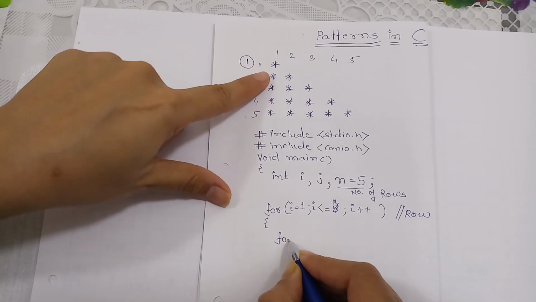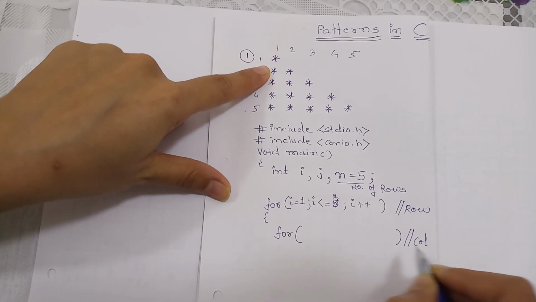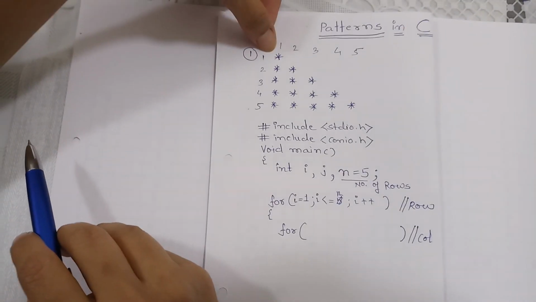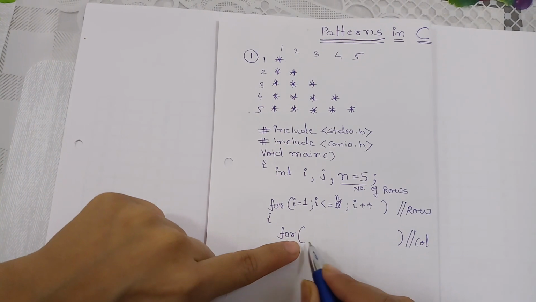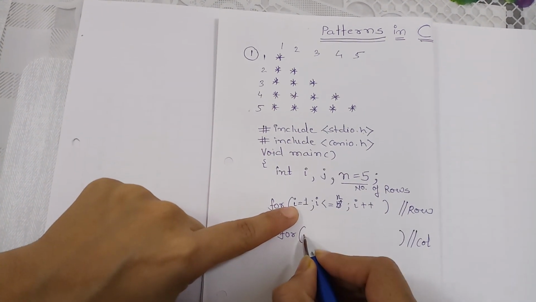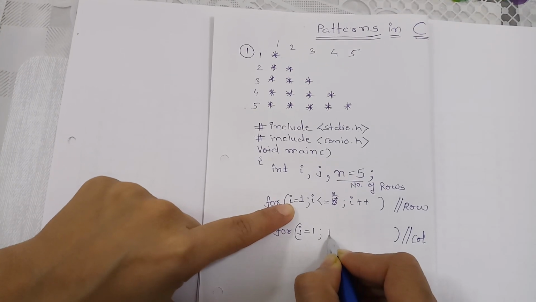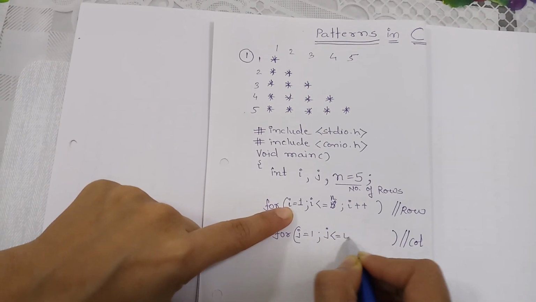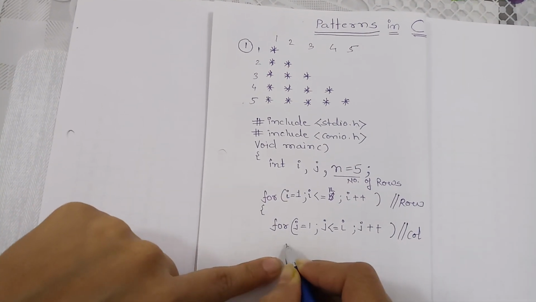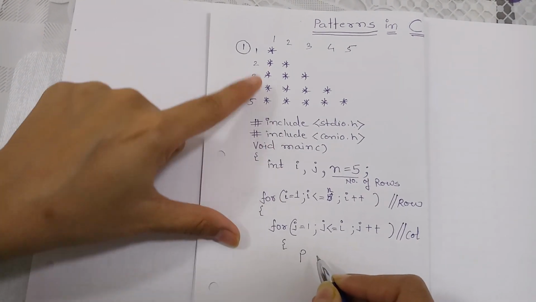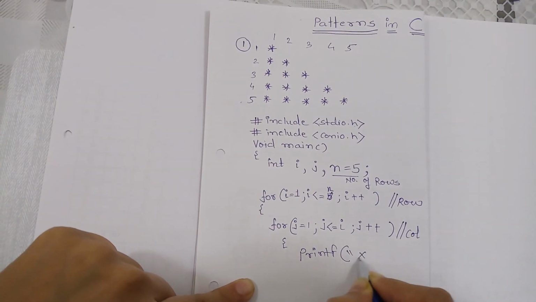In each and every row there are how many columns? So in first row it is one column, second row it is two columns. So it totally depends on number of row. So your j will also be initialized with 1 and j is totally dependent on I, which is your row number. And what you are supposed to print in each and every column, that is printf asterisk.